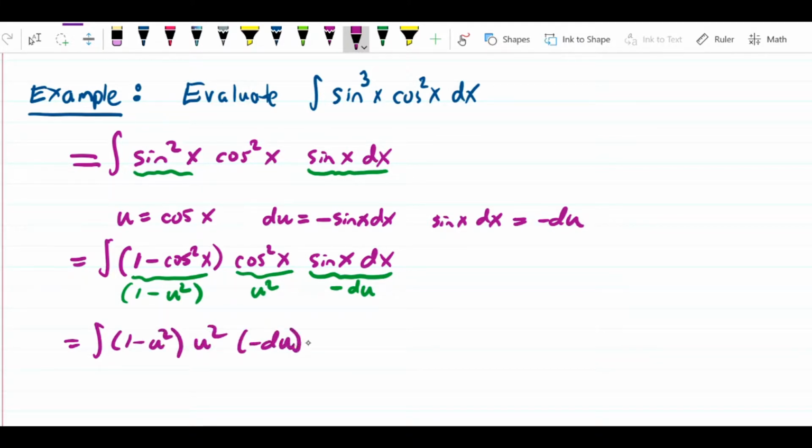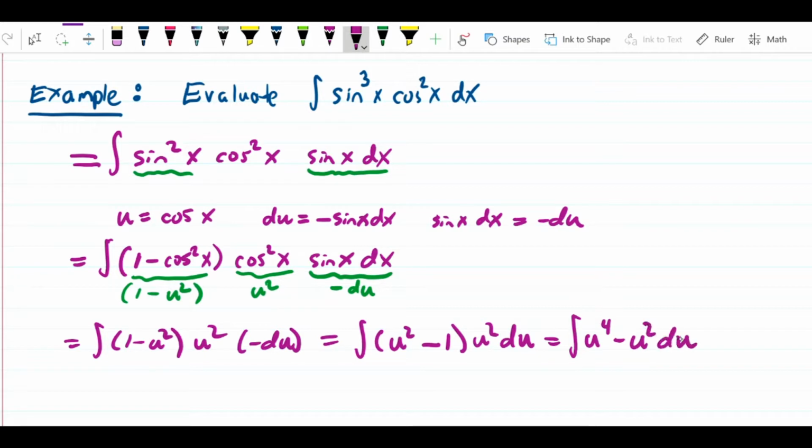So the integral is now going to be the integral of 1 minus u squared negative du. We'll do a little simplification here. Actually, let's not pull out the minus sign. Let's rewrite it this way, as u squared minus 1 times u squared du. This becomes the integral of u to the fourth minus u squared du.